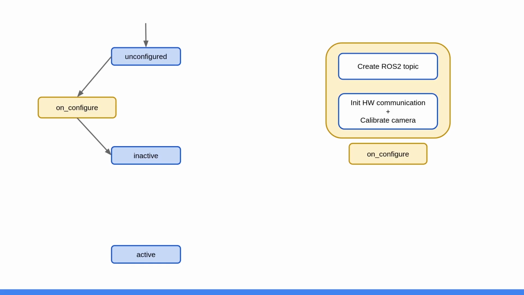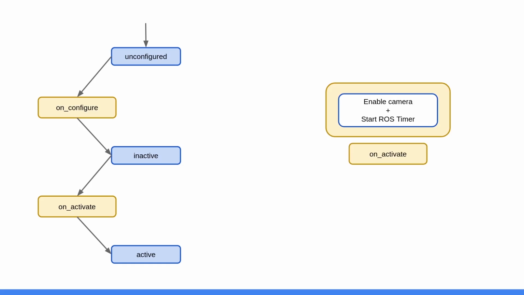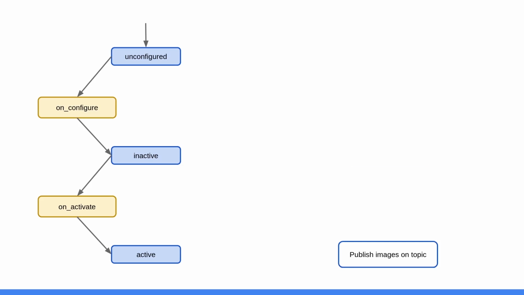We will need to trigger a second transition that's going to be onActivate. Okay, and what do we do in this transition? Well, we will enable the camera and maybe start the ROS timer. So that after the onActivate, the node will be in the active state. And while it is in this active state, well, the camera is enabled and configured, the publisher is ready, and the timer is ready so that we can start to publish the data from the camera. Okay, and here we don't need to worry about initializing hardware or anything else because that's already done in the previous state.